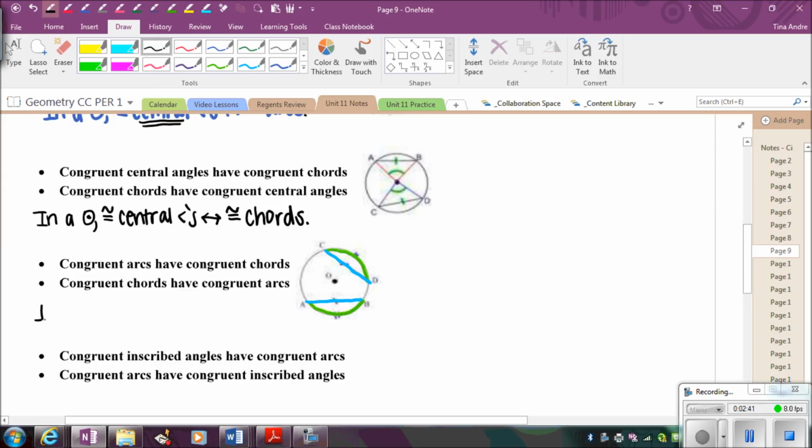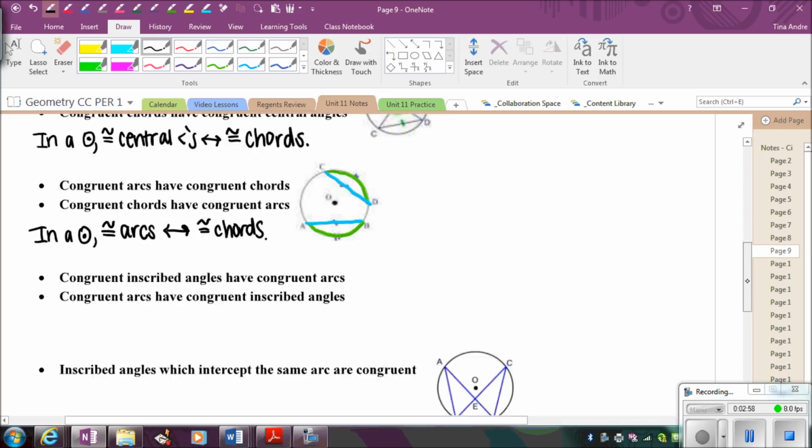So for this one, I'll say in a circle, if I have congruent arcs, that's going to imply congruent chords. But remember, we can write this in the other direction. So I can also put the arrow going the other way.